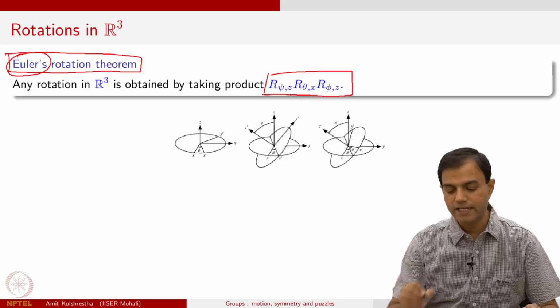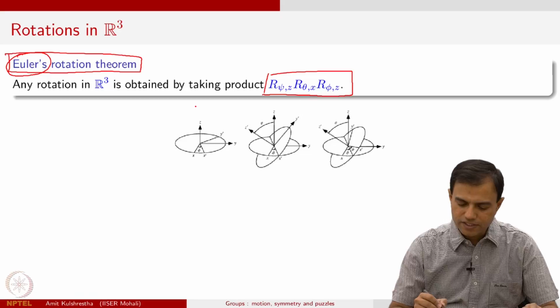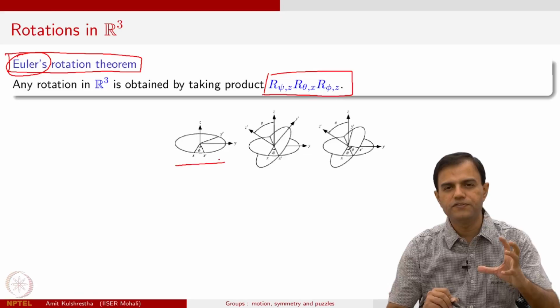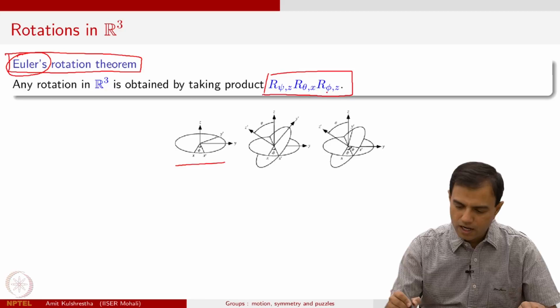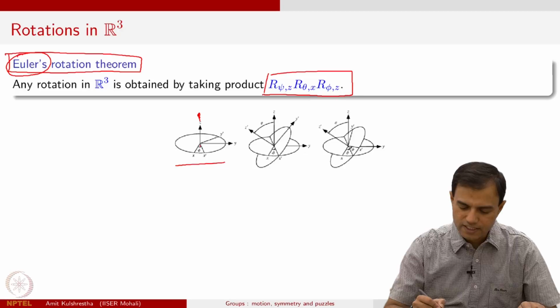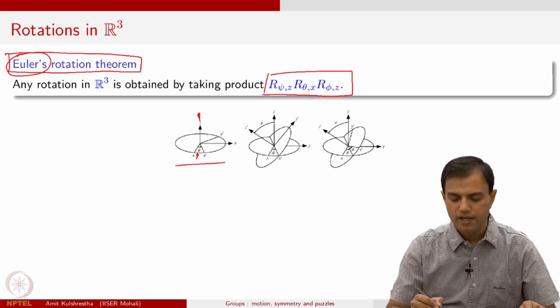How does it work? So let's see. This is the initial position, this is the initial sphere, and we are going to rotate it. So first I am rotating about the z axis. So z is fixed, the z axis, and I am having an angle phi. I am having angle phi and the z axis is fixed.